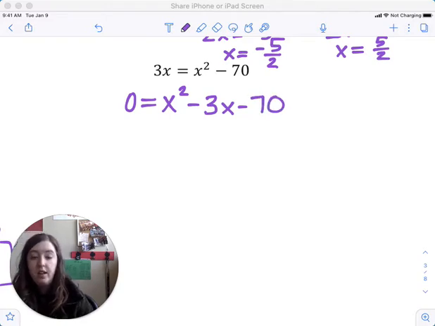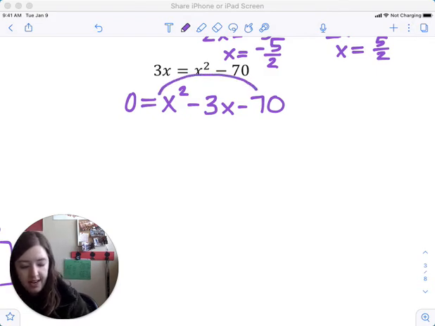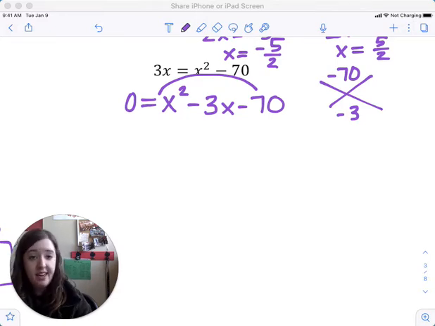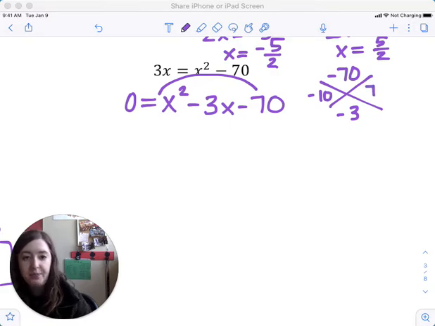So now that we have this equal to 0, we'll go ahead and split our middle term. So we'll multiply our ends. 1 times negative 70 is negative 70. Our b value there in the middle is negative 3. So what multiplies to negative 70 and adds to negative 3? Negative 10 and positive 7.